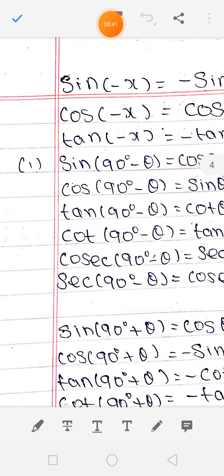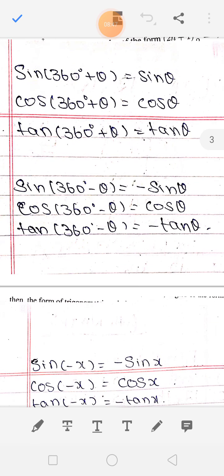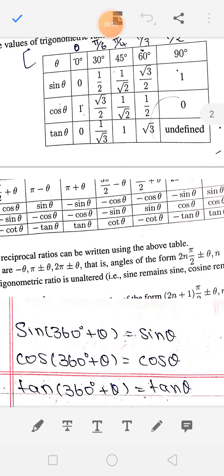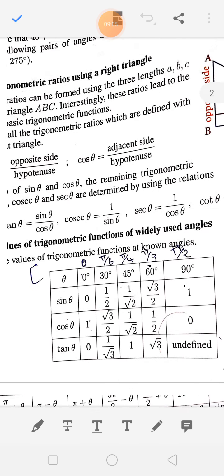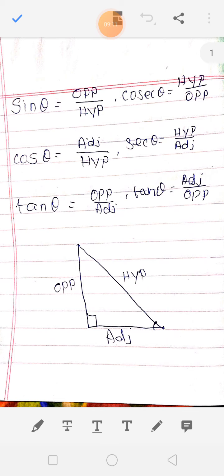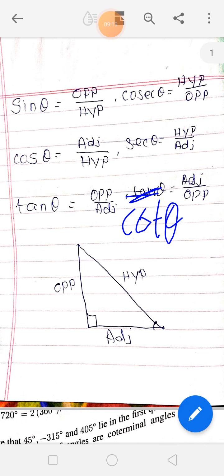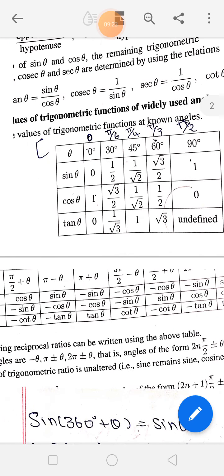So what is the first thing you have to do? You must know all the properties, okay, at your fingertips. You must know all the properties and these tables and also Pythagoras theorem. So what are the values? Sin theta is equal to opposite by hypotenuse, cos theta equal to adjacent by hypotenuse, tan theta is equal to opposite by adjacent. The reciprocal of sin theta we get cosecant theta, reciprocal of cos theta we get secant theta, reciprocal of tan theta we get cot theta. Okay, so that's it. You should know all the properties, then only you can do all the sums.